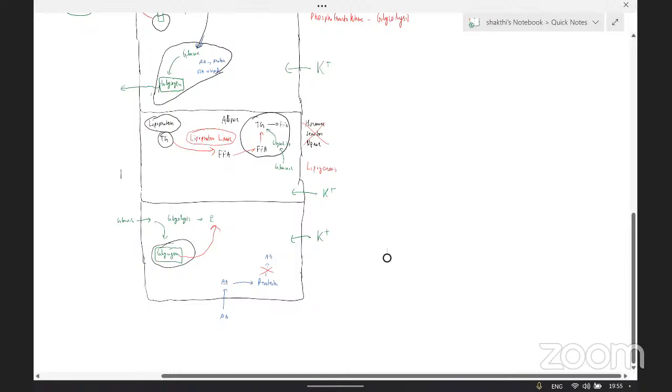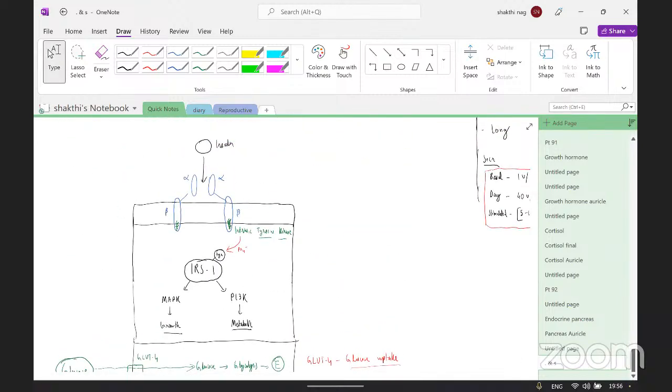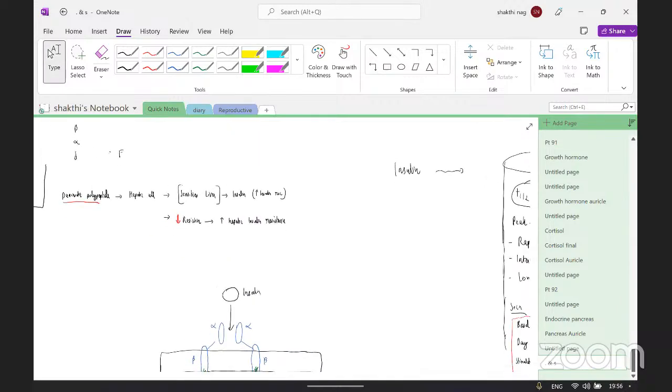In the muscle, protein synthesis from amino acid is increased and catabolism is decreased. Here also energy is utilized from glucose. Glycogen is stored, which can later be used by the muscle when required. Apart from all of this, potassium influx is also happening. So this basically covers what you need to know about insulin at your level.